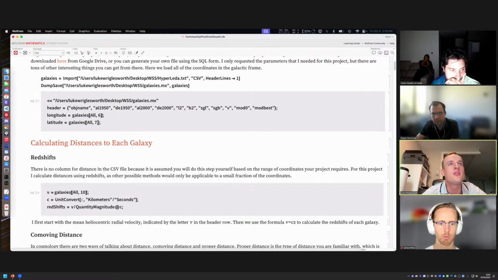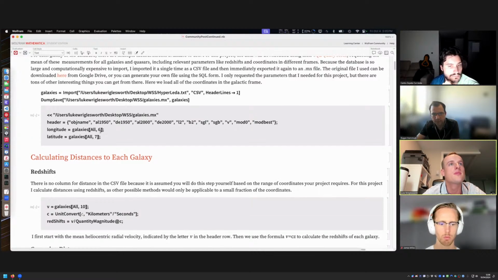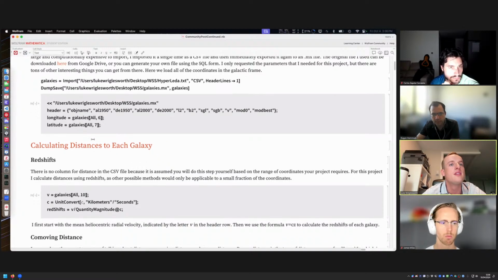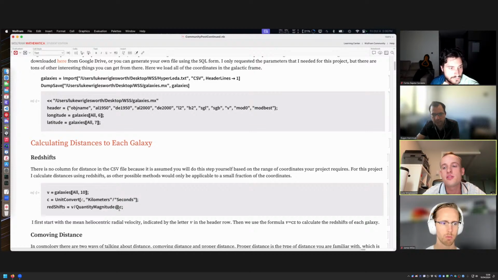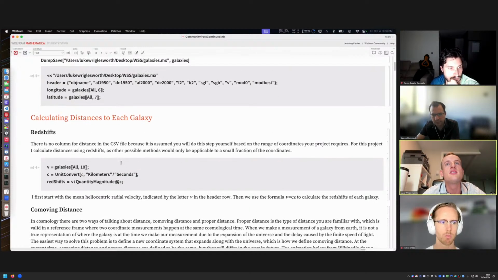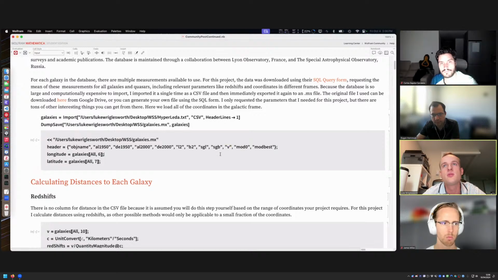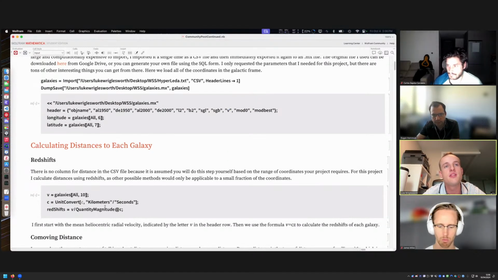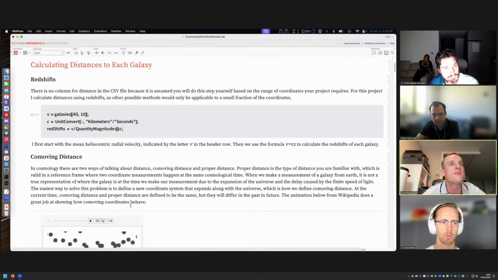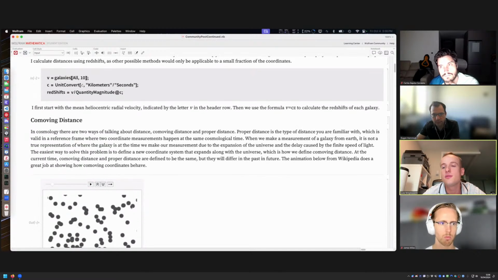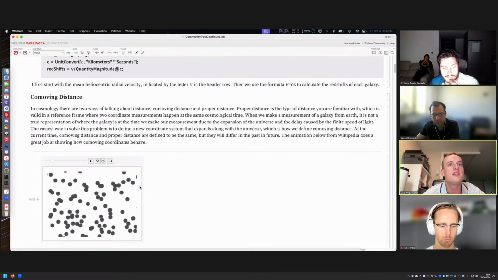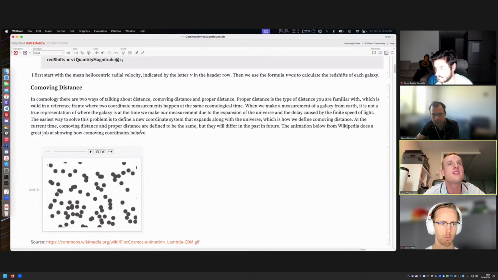I imported it. I got the coordinates, latitude and longitude, in the galactic coordinate frame, and they also have a column for redshifts, which is in the column V. To actually get the redshifts, you divide everything by the speed of light in kilometers per second. The next thing you need to do is get the distances to all the galaxies.